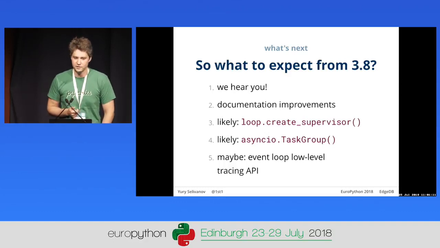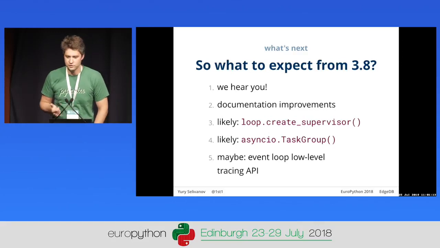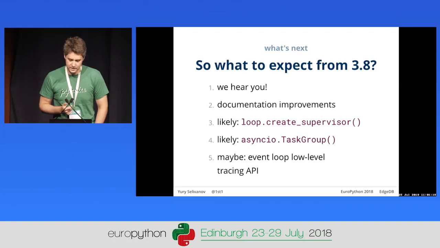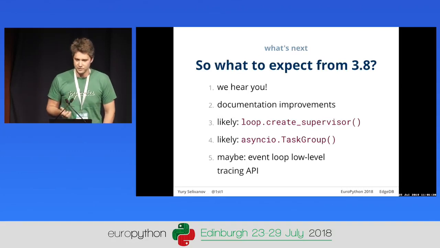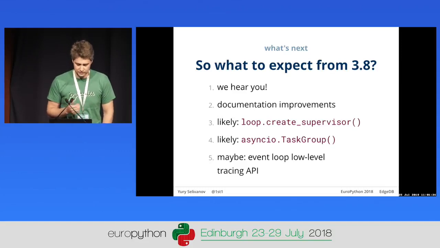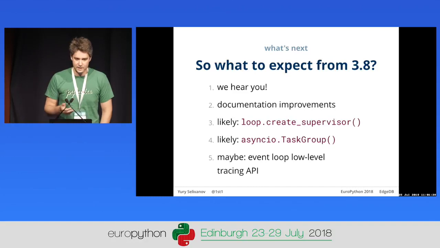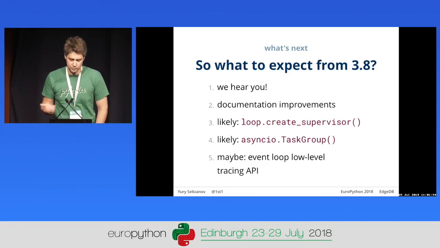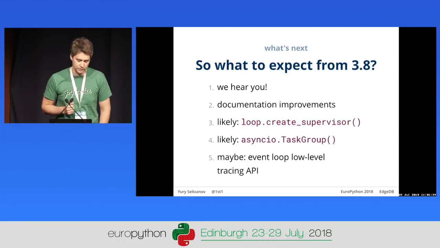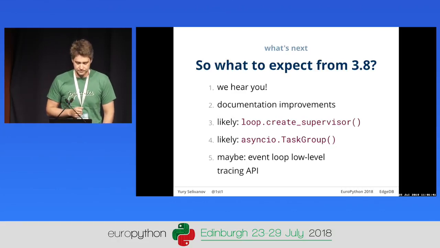The documentation has to be improved. About 2 years ago, I was standing at EuroPython and promised that we'll update the documentation, and I'm excited to announce that nothing has changed. It still sucks. But we'll try to improve it as soon as possible. Likely we'll have create supervisor and task groups in Python 3.8. They might have different names, or maybe we'll change some API details. But it's very likely that we'll have something like that.